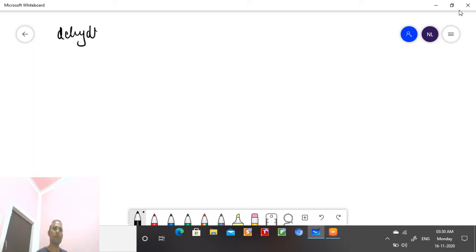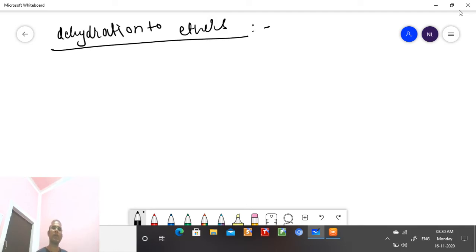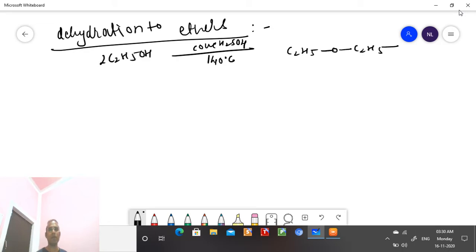So here you see, student, dehydration to ether. Dehydration to ether is a reaction I already told you. C2H5OH is there, and if you are treating it with concentrated H2SO4 at a little lower temperature, so what is it going to give? It is going to give C2H5, this is O, again C2H5. This is what is known as diethyl ether.